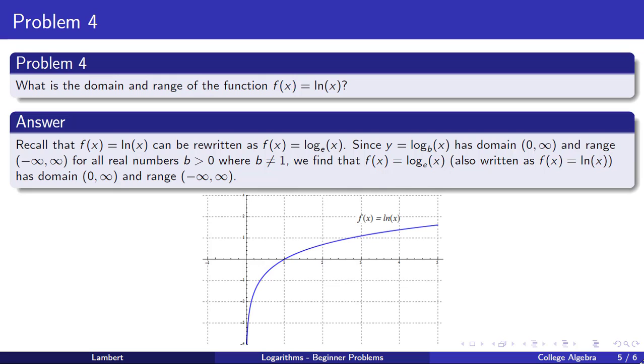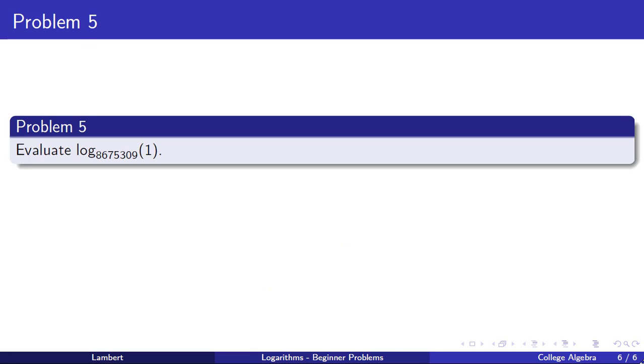If you take a look at our graph, we can see that illustrated here. Notice the x values never quite touch the y-axis, meaning x is always greater than 0, and our range keeps on going up and up and up. Okay, moving on to our next problem.